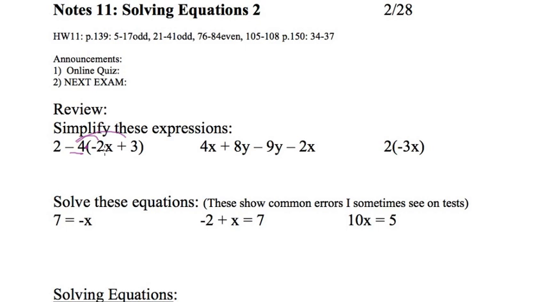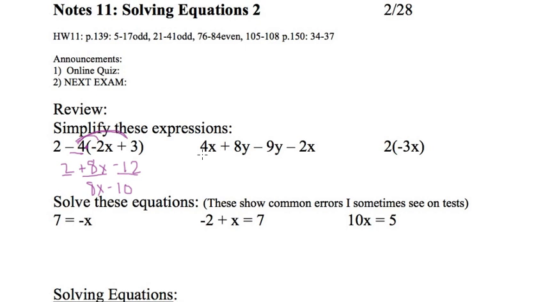-4 times -2x is positive 8x. -4 times positive 3 is -12. Bring down your 2. Now that we've multiplied, we can add like terms. Positive 8x. And then we can add together 2 and -12. Think money. Plus 2, you lose 12, so you're 10 in the hole. 8x minus 10.